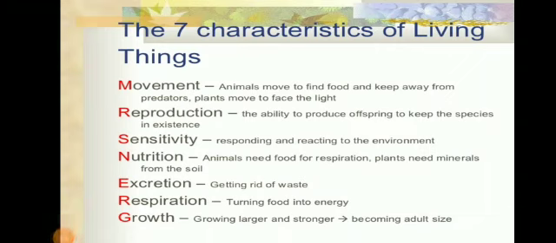Living things, they move, they reproduce, they are sensitive to atmospheric conditions and they need nutrition. They get rid of waste, they breathe and they grow. So, as the living things grow, breathe, respond, reproduce, they need food and water and they die. So, these are the main characteristics of living things.